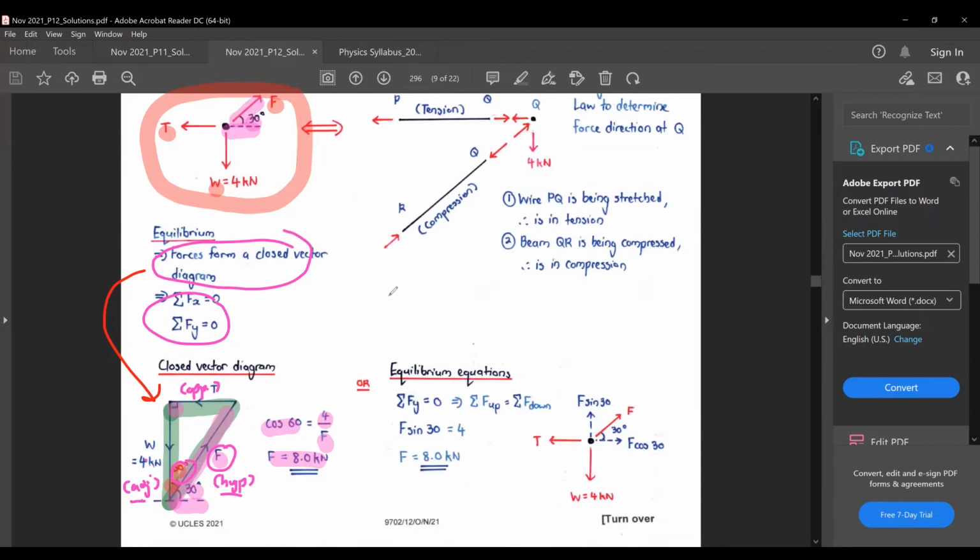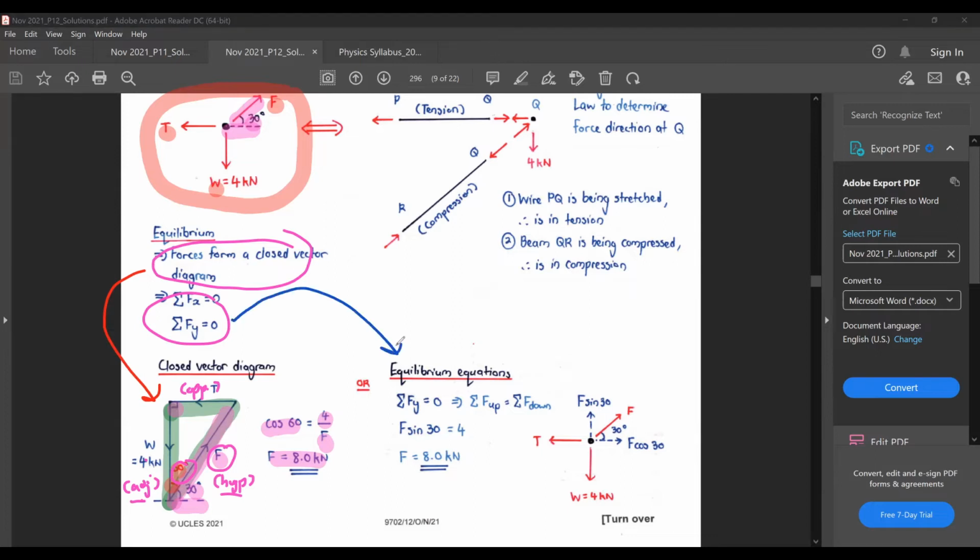Okay, now if you don't want to use the closed vector diagram to solve this, you can, but instead you want to use equations to solve, like sum of Fx is 0 or sum of Fy is 0, then you can use this one. So basically what we'll do here is that same diagram that you have over here, you translate it over here. What you do is you start to resolve the forces, the diagonal forces. This force F here can be resolved into F cos 30 and F sin 30. Okay. Now of interest to you is the force F, right?